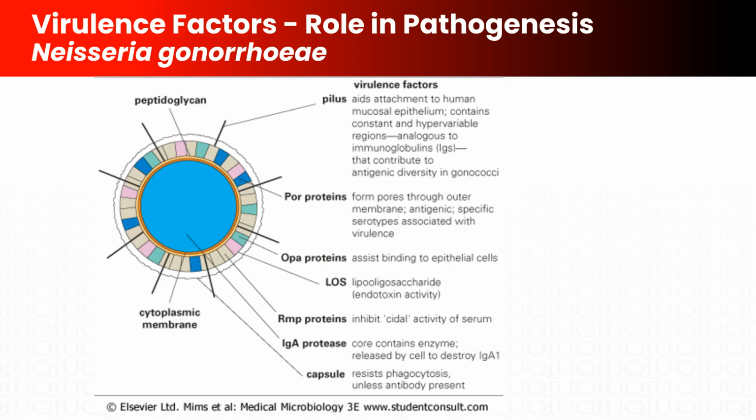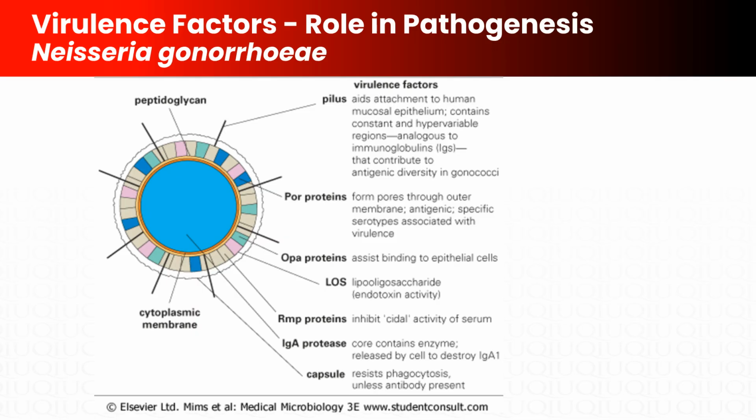Outer membrane proteins. These proteins, including pore proteins, serve multiple functions. They protect the bacteria against phagocytosis and complement-mediated killing. Some OMPs also help the bacteria resist antimicrobial peptides produced by epithelial cells as part of innate immunity.